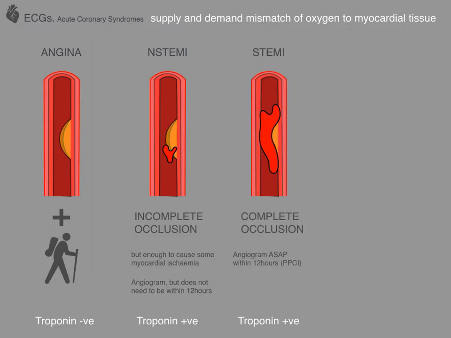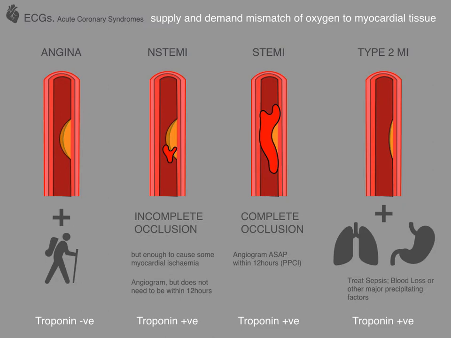A ST elevation myocardial infarction, by definition, presents with ST elevation in anatomically contiguous leads on an ECG. These patients will generally present with acute cardiac sounding chest pain at rest. They will have positive troponin results, but you don't need to wait for those troponin results to act on the ST elevation seen on the ECG, which itself indicates that they have a complete occlusion of the coronary artery associated with those anatomical regions.